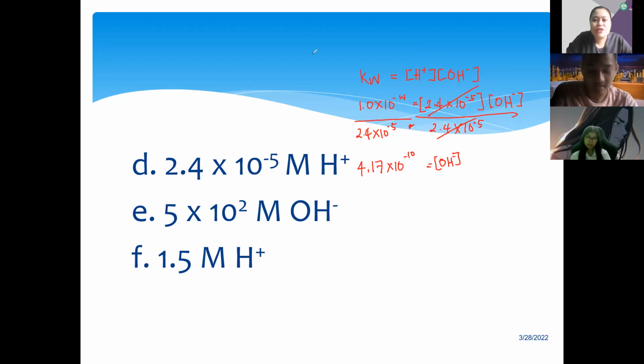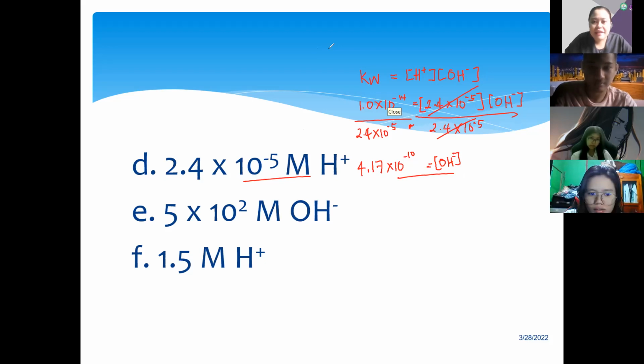So the next question, is this acidic or basic? This is for the acid. This is for the base. H and OH, which is greater? Okay, very good. The higher value there is this one. Therefore, the solution is most likely acidic. Okay, very good.